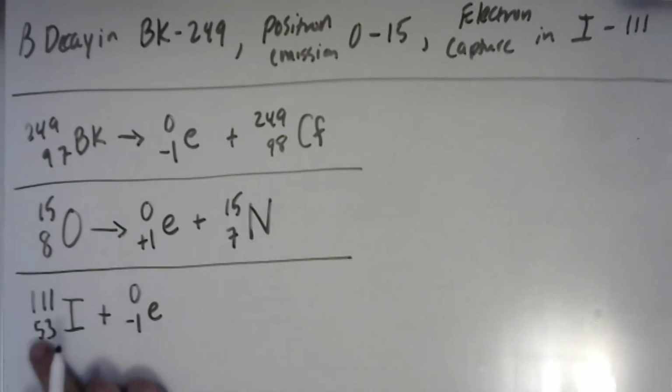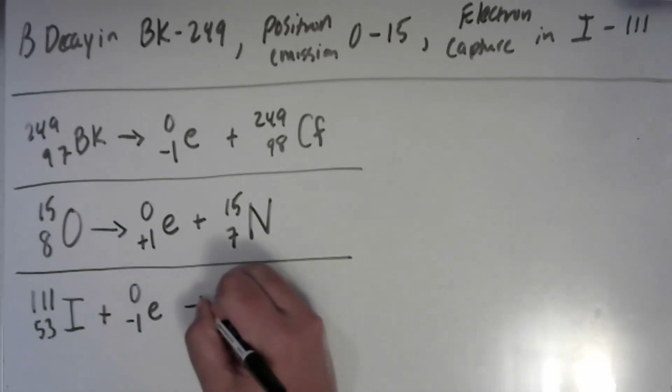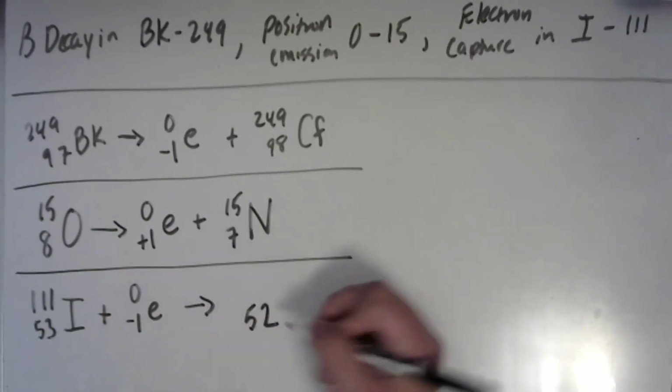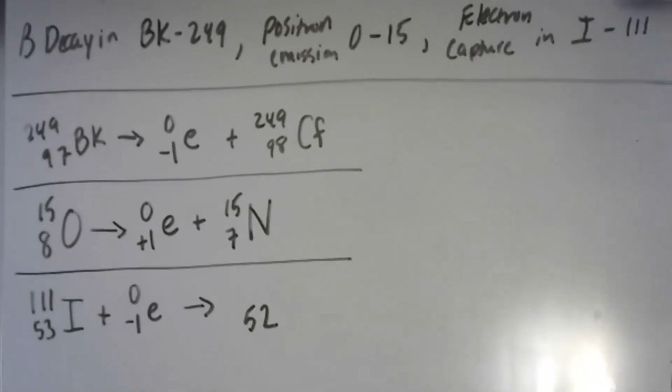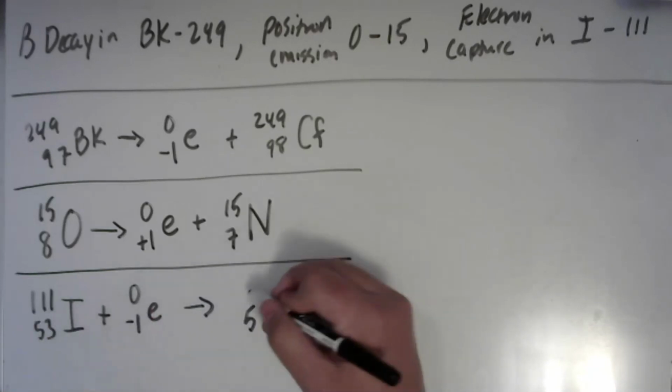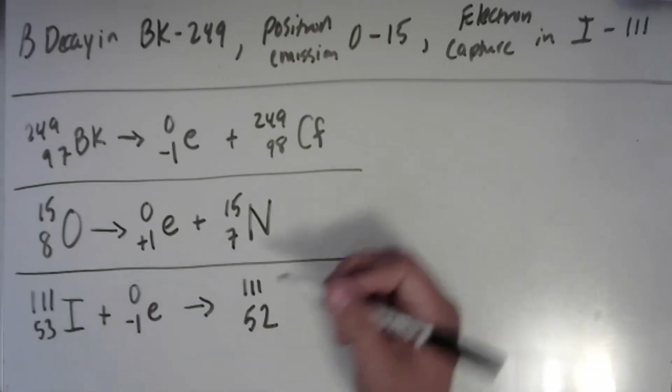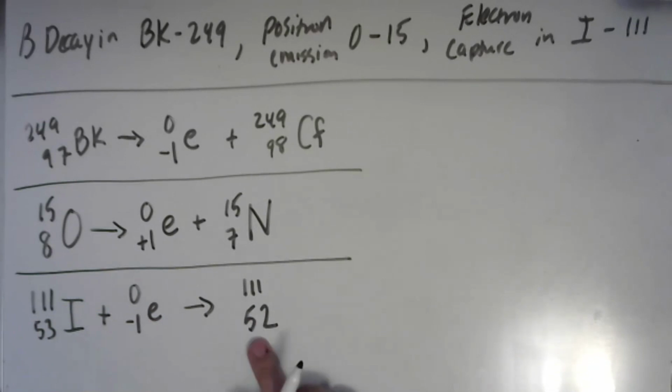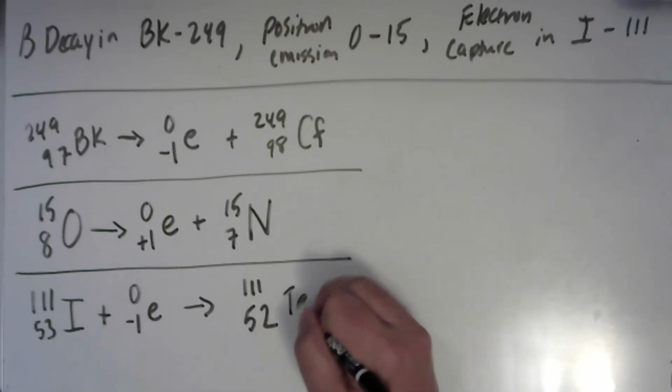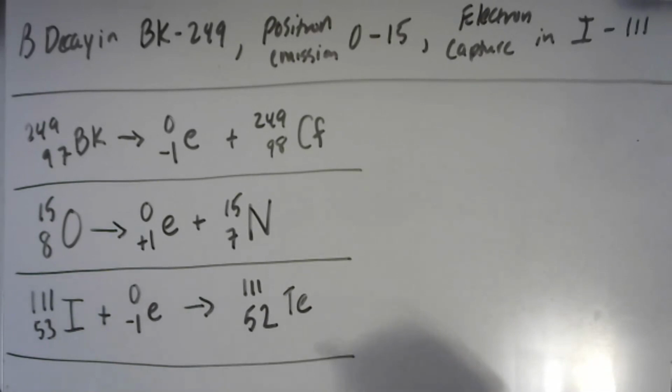All right. And when it does this, what happens here? 53 plus -1. I'm going to end up losing a proton. So I have 52 protons on my product side. But my mass number is not going to change. So my new element is going to be the tellurium. And those are my 3 nuclear equations for the first part.